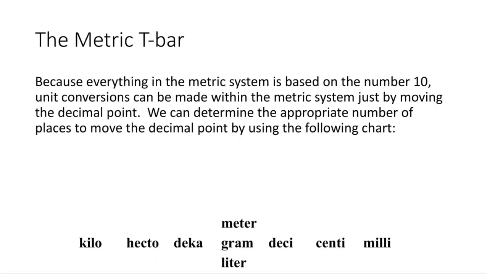Because everything in the metric system is based on the number 10, unit conversions can be made by just moving the decimal point the appropriate number of places. We can determine the appropriate number of places to move the decimal point by the following chart. So figure out from your starting prefix to your ending prefix how many places you have to go to the right or left, which will determine what happens to your decimal point. For instance, if I'm going from kilo to deca, that would be 2 places to the right. If I'm going from centi to deca, that would be 1 place to the left.